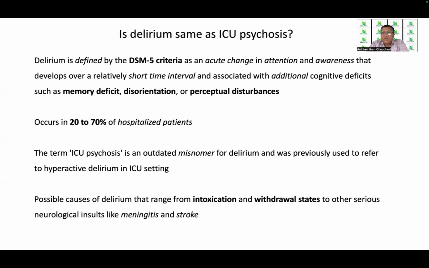The term ICU psychosis, which was earlier used to describe a state akin to delirium, is not exactly so. It is an outdated misnomer, and it was previously used to refer to the hyperactive delirium in an ICU setting. Now, there are other types of delirium, the hypoactive delirium and the mixed delirium. So it is only one particular type of delirium that was termed as ICU psychosis when the other subtypes were not recognized.